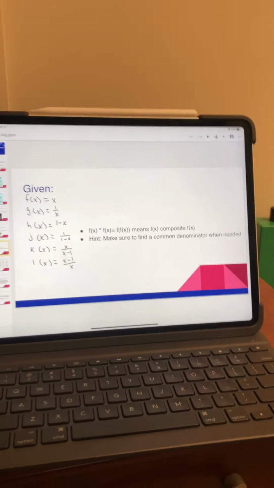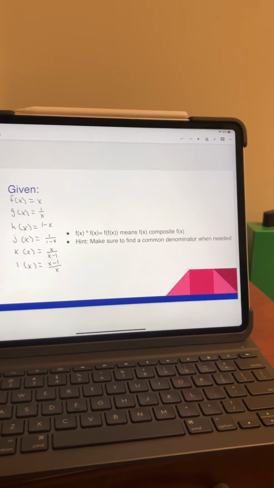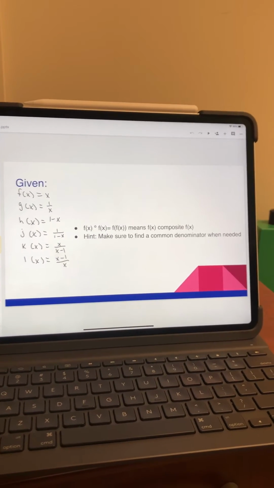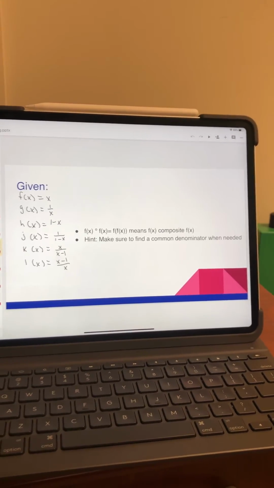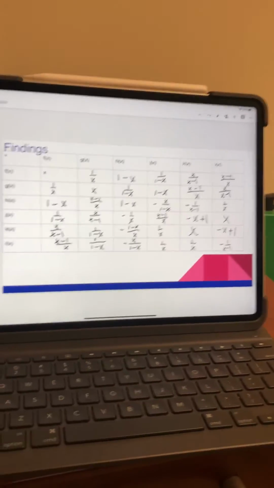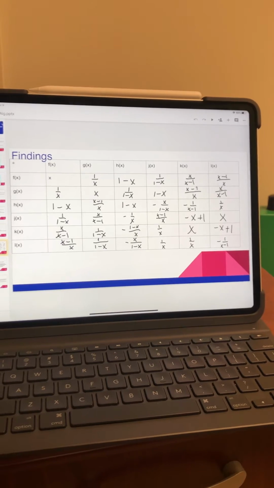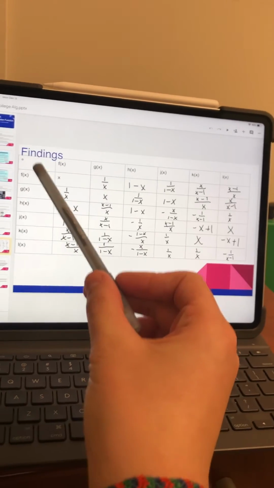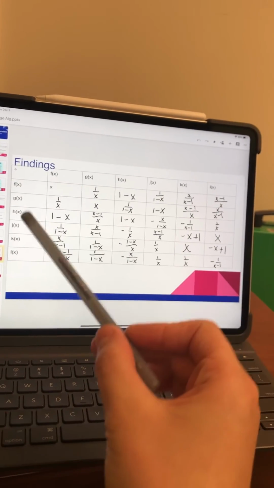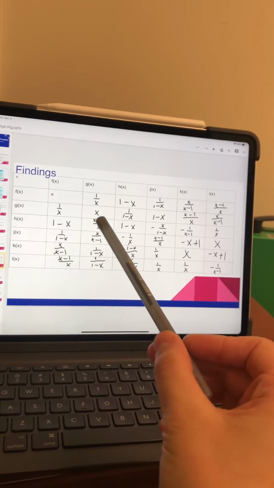So this is what we were given in the assignment, and then there's a hint to make sure you find a common denominator when needed. So this was our findings for that. It shows the composite, and then you're just doing f of f, or if you have h of g, then that's where it lands.